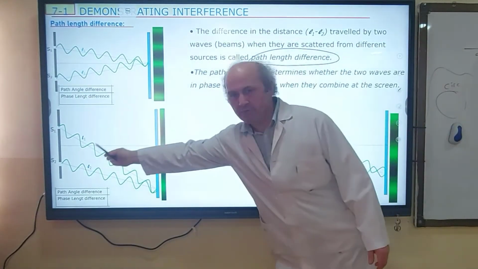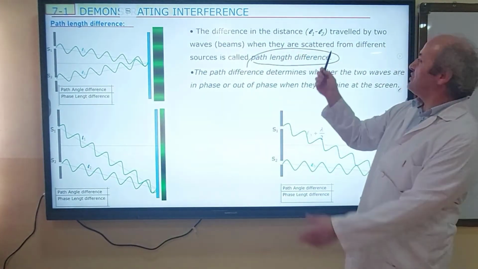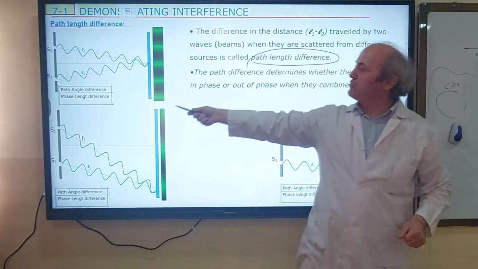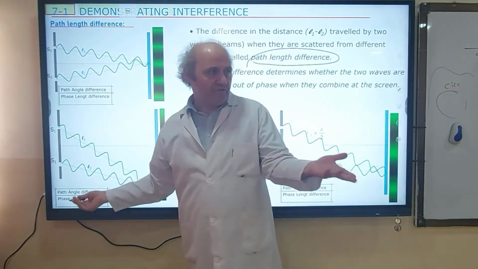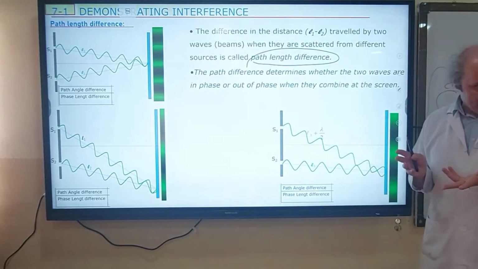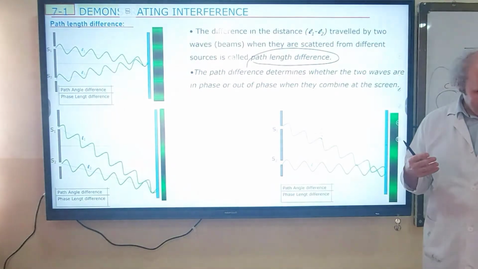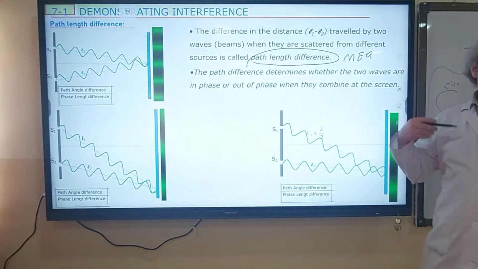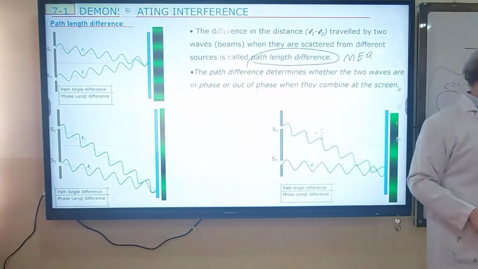Yes, 2 waves. When they are scattered, scattered means sent. They are sent from different sources. The difference between these lengths is called path length difference. They didn't give you this definition in this exam question. They give the definition to you and ask you what this is.